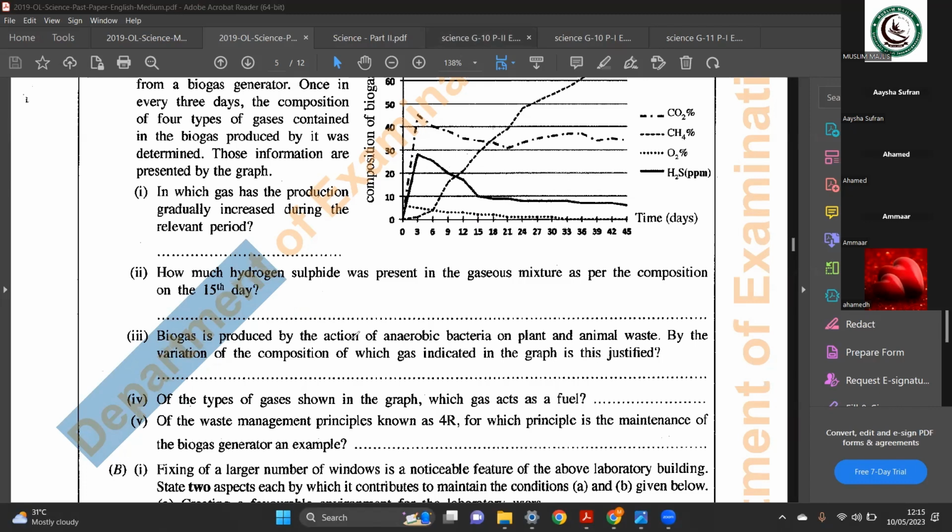Biogas is produced by the action of anaerobic bacteria. Remember, as soon as you hear the word anaerobic, what should come to your mind? No oxygen. Okay.